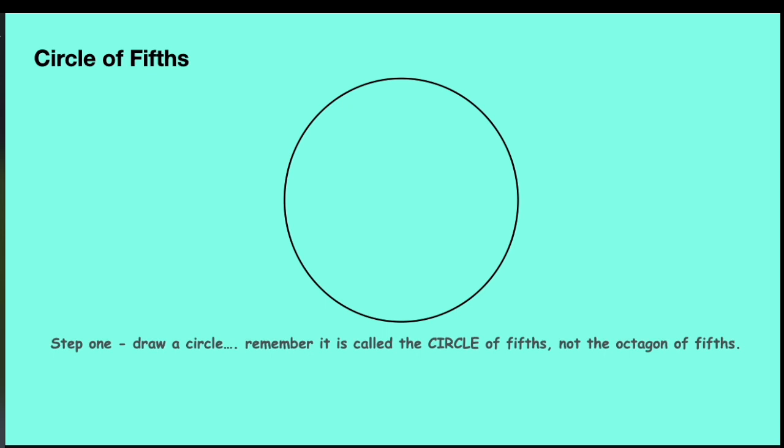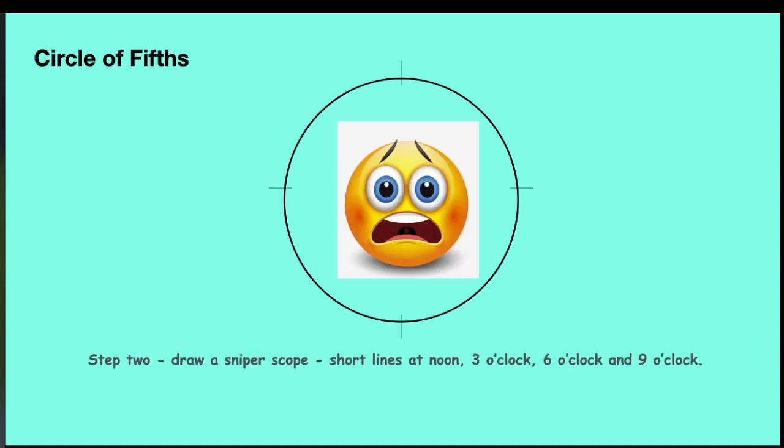So we're going to start off with a circle. Remember, it's called the circle of fifths, not the octagon of fifths. So just draw a circle. There you go. Then you're going to do what I call putting in the sniper scope. You put in a little straight line at the edge of the circle at the 12 o'clock, 3 o'clock, 6 o'clock, and 9 o'clock position.